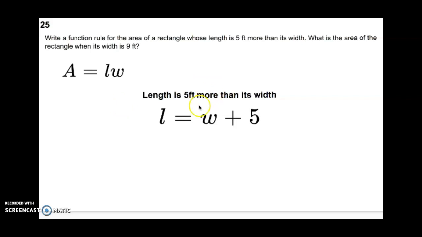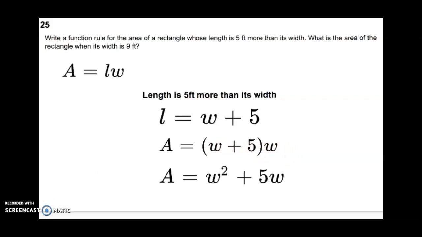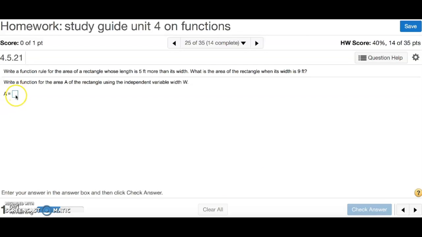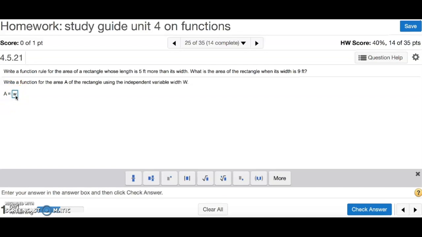So now we've got to substitute W plus 5 in for L because it equals L. So we have A equals, take L and replace it with W plus 5, times W. Distribute the W, and we get W squared plus 5W. So that's the function rule. So let's type that in. So we type in W squared plus 5W.